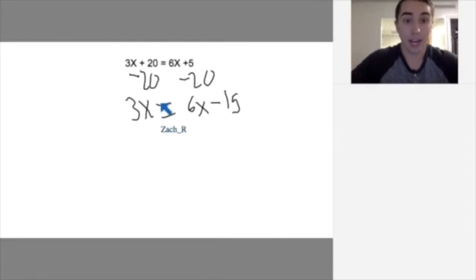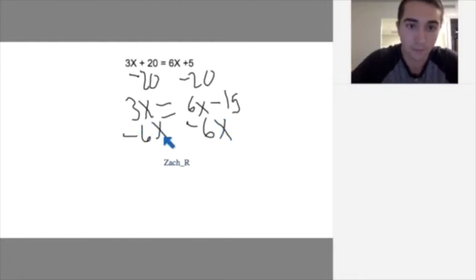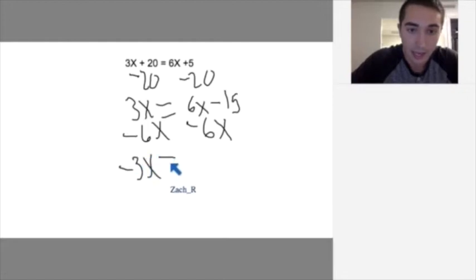Now what we still want to do is isolate that variable, so we want to get the variable on one side by itself. We have a variable by itself over here, and a variable and a constant over here. So we want to take the variable from this side and bring it to this side. If we have 6x over here, we want to move that 6x over, so we're going to subtract 6x from both sides. If we had 3x and we take 6x away, that leaves us with minus 3x. If we had 6x and we take 6x away, that's 0x. So now we just have that minus 15.